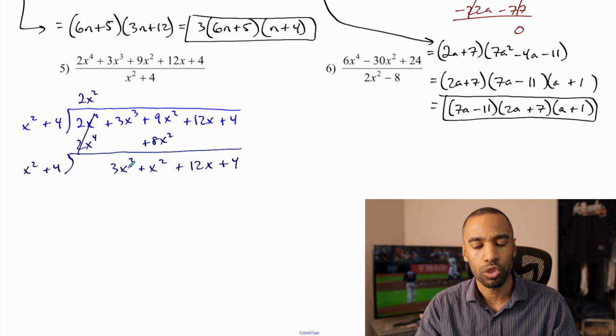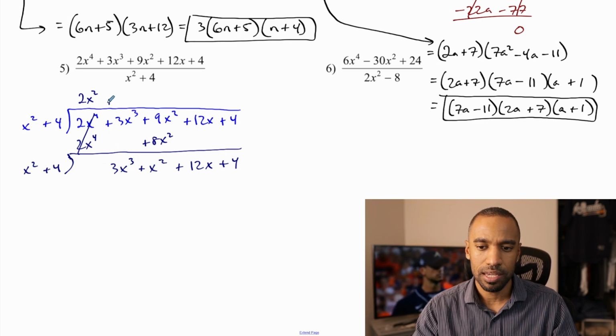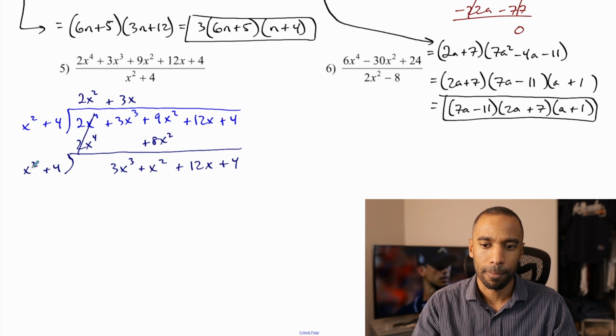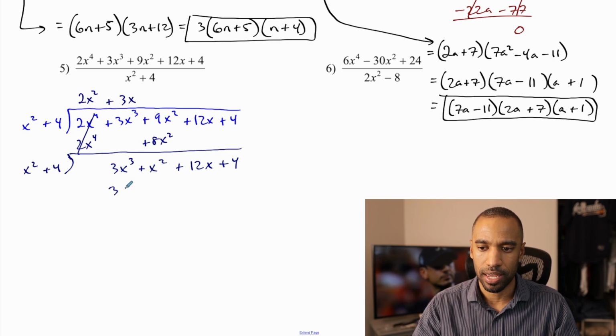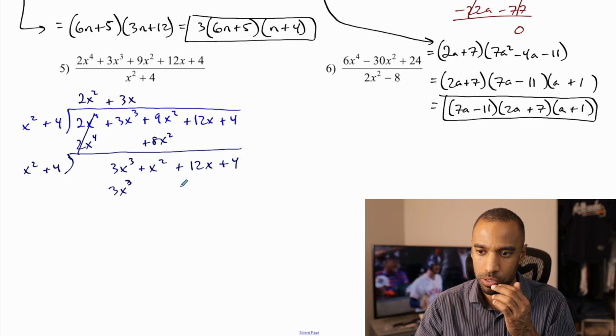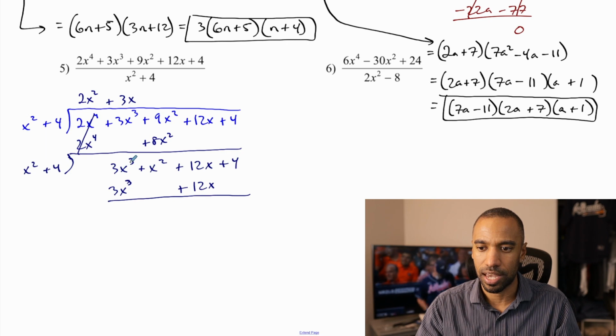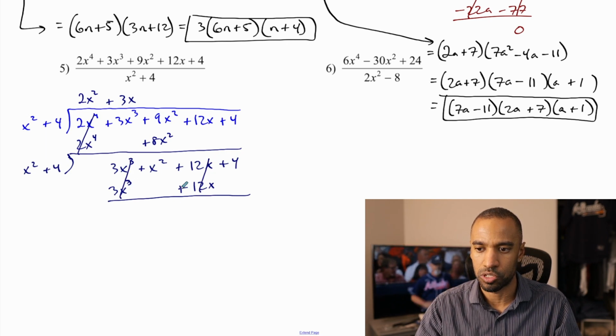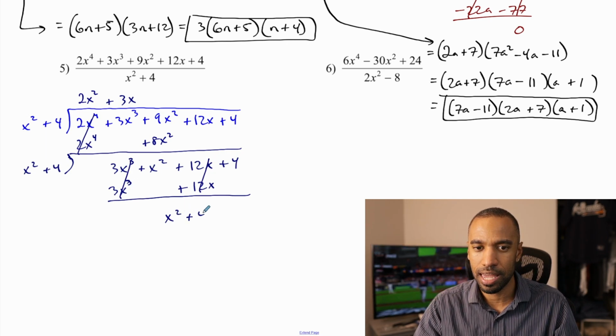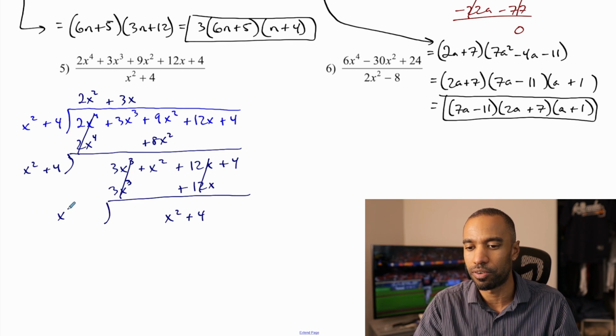X squared goes into 3x cubed, 3x times. X squared times 3x is 3x cubed as expected. And 4 times 3x is 12x. That's going to go right here. And we subtract these guys out right here. And 12x minus 12x is 0. We have x squared plus 4. Hey, I got an x squared plus 4 over here as well.